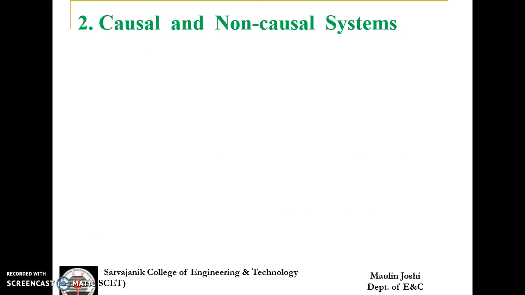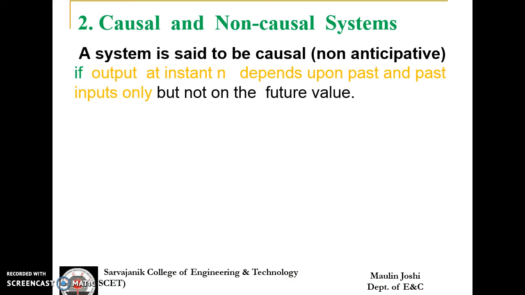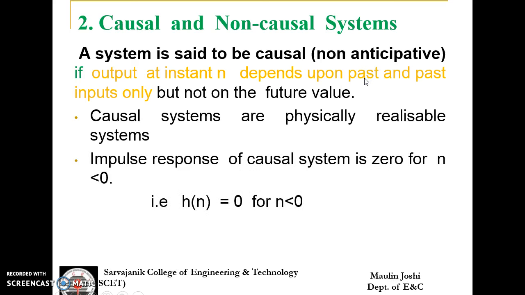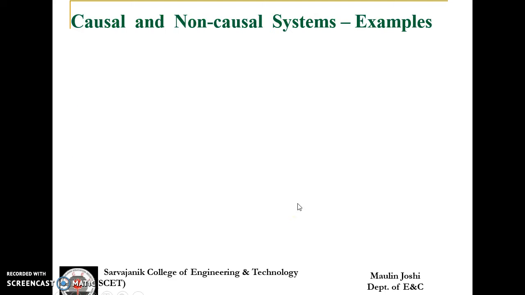Let us go to the second classification, that is causal and non-causal systems. A system is said to be causal, that is non-anticipating, if the output at the instant n depends upon the past and the present inputs only, but not on the future input. So here there is a correction one can do. Causal systems are physically realizable systems, and the impulse response for the causal system is 0 for n less than 0. That means h(n) is equal to 0 for all n that is less than 0.